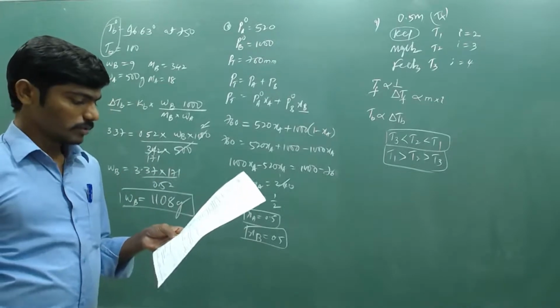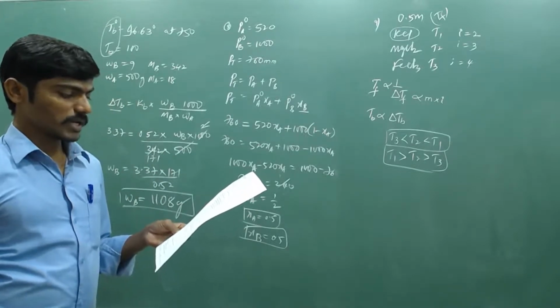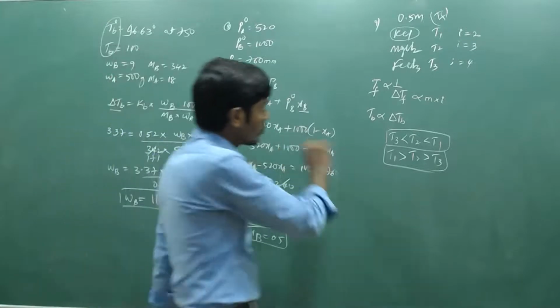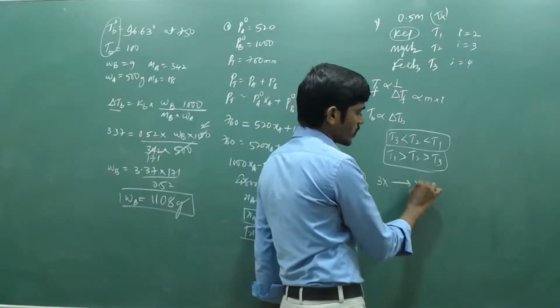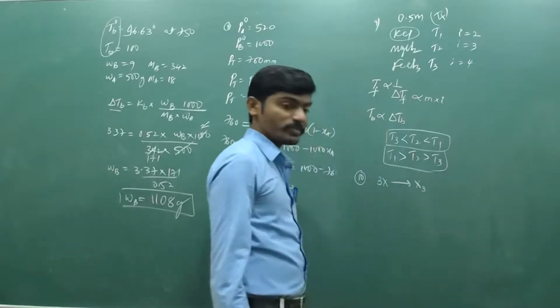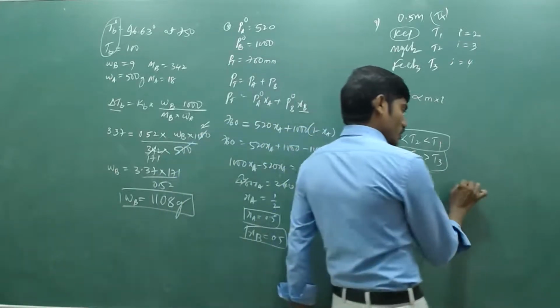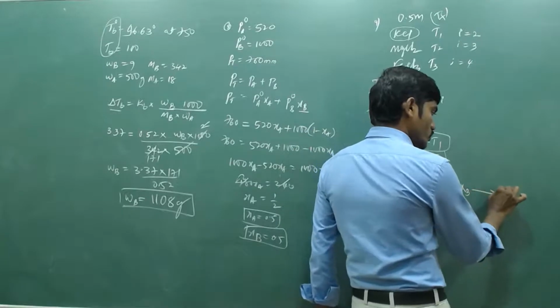Next question. Which of the following is correct for the reaction? 3X gives rise to X3. X3 gives rise to 3X.